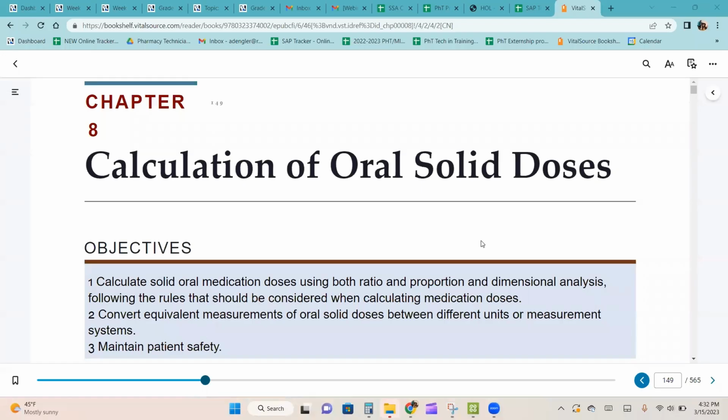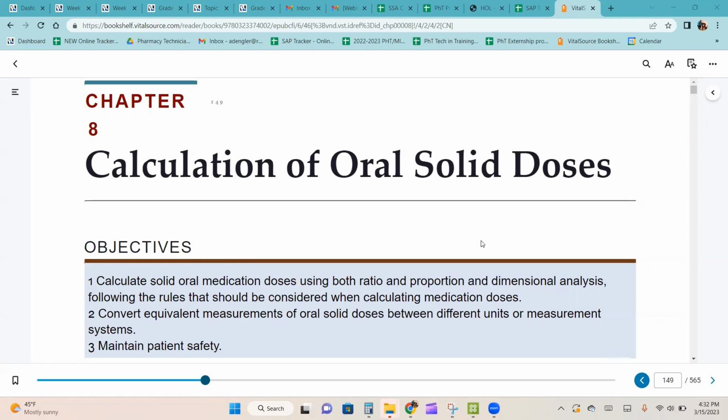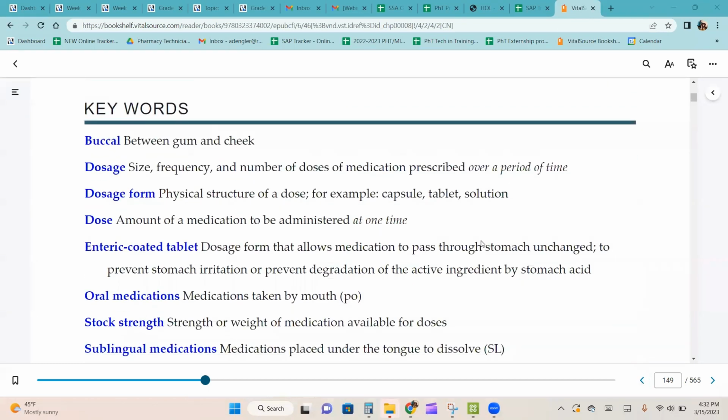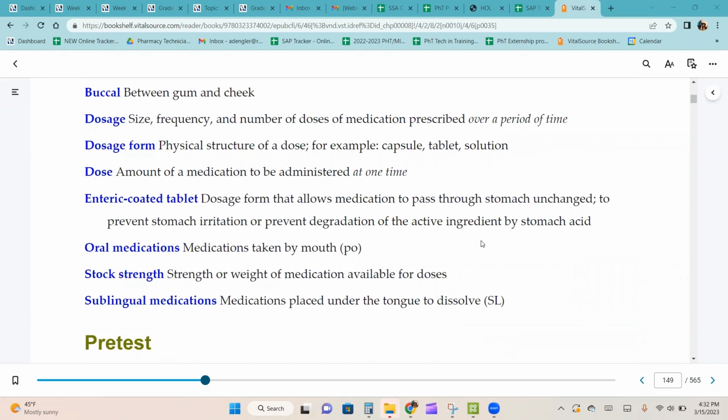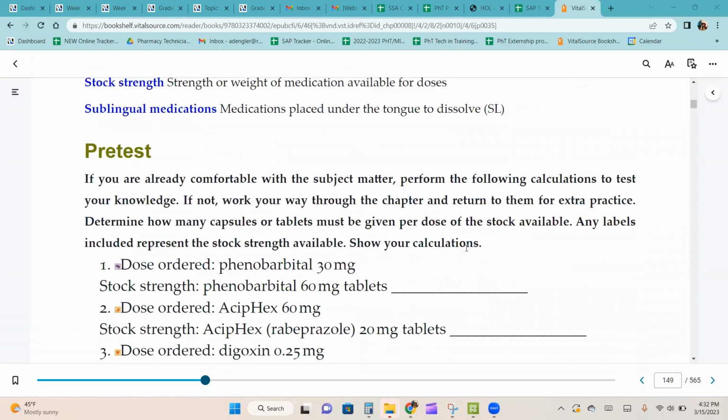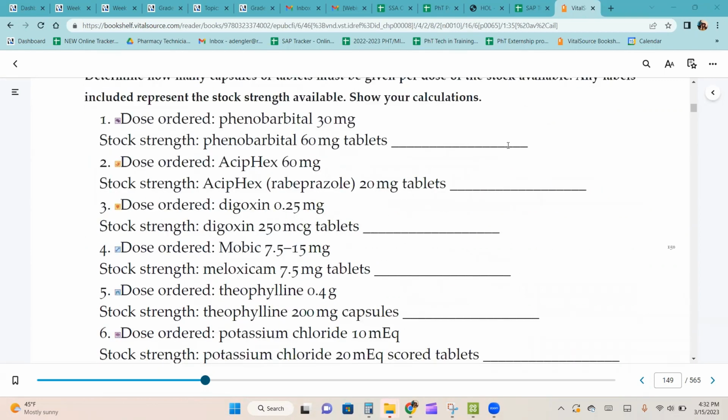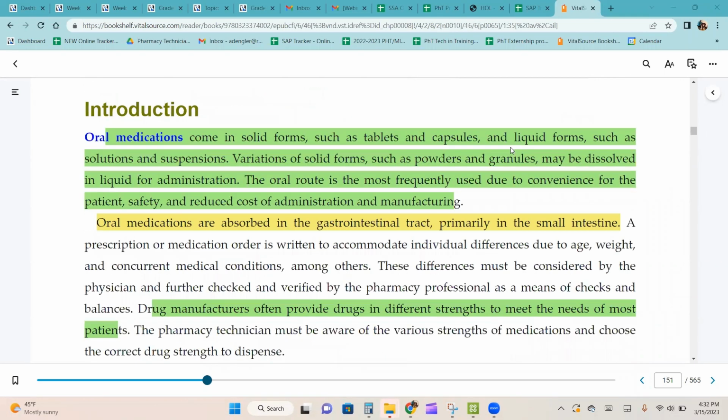Chapter 8, Calculation of Oral Solid Doses. We'll skip these terms and definitions as we'll cover them in the chapter. And we have the pretest. If you're already comfortable with the subject matter, perform these calculations to test your knowledge. If not, work through the chapter and then return for more practice.